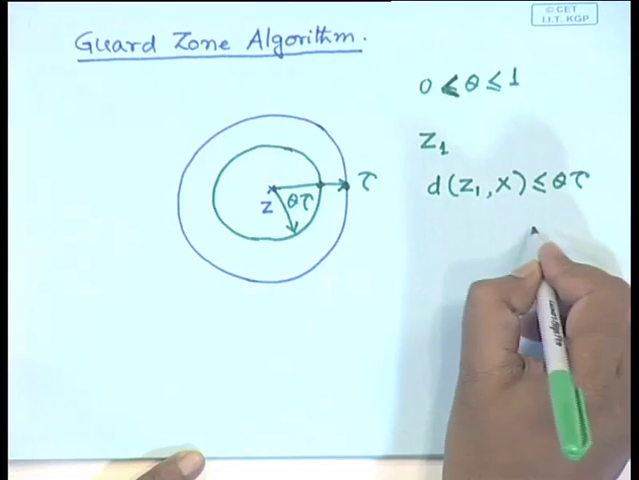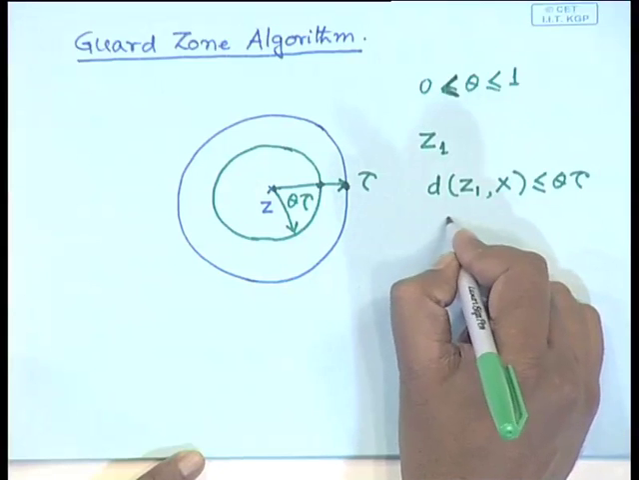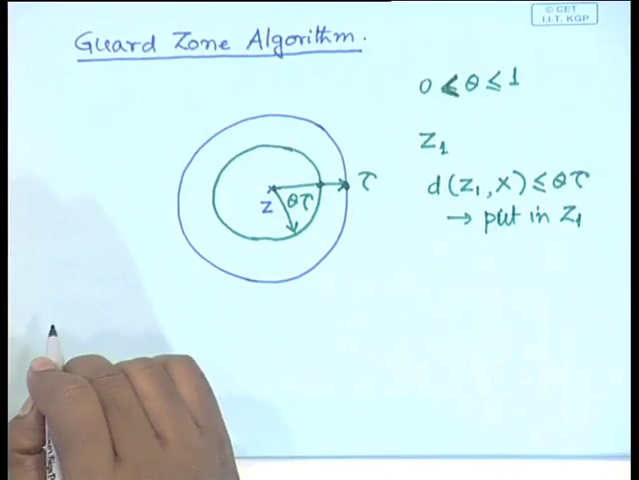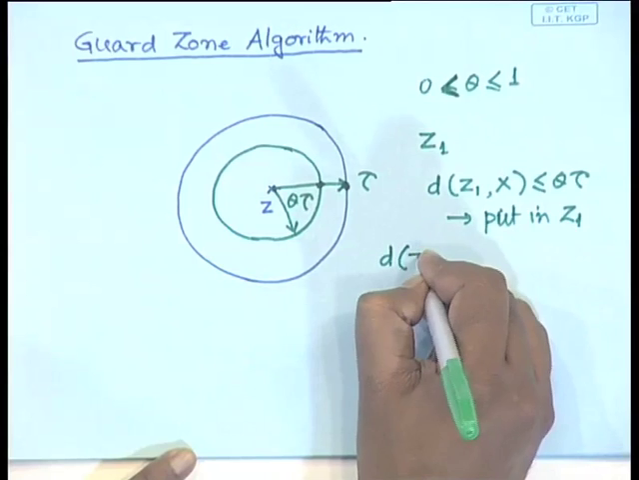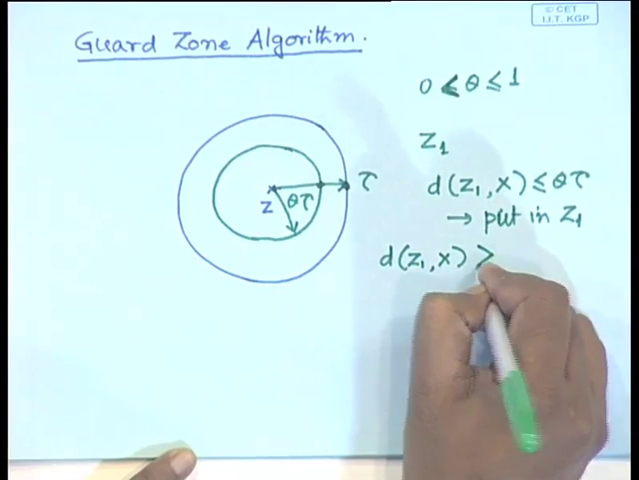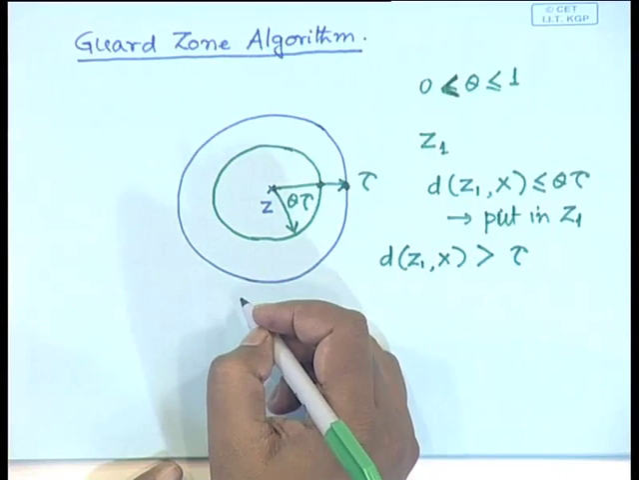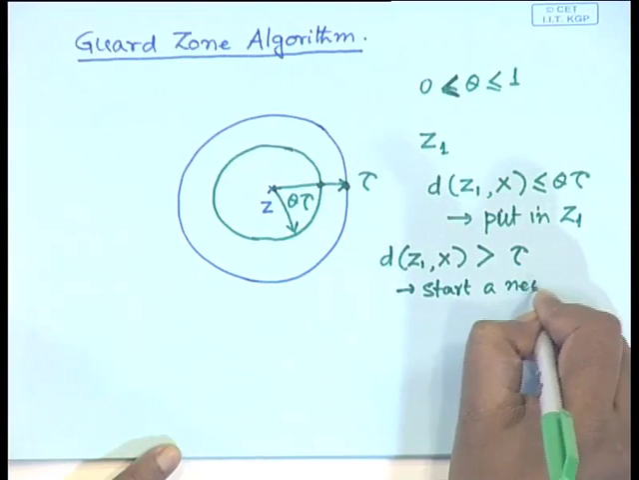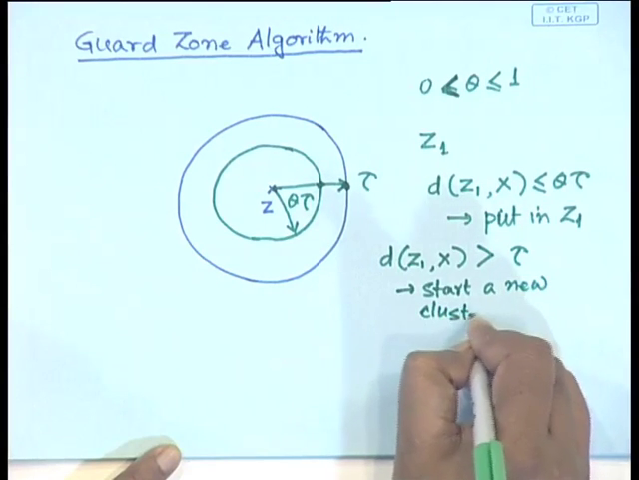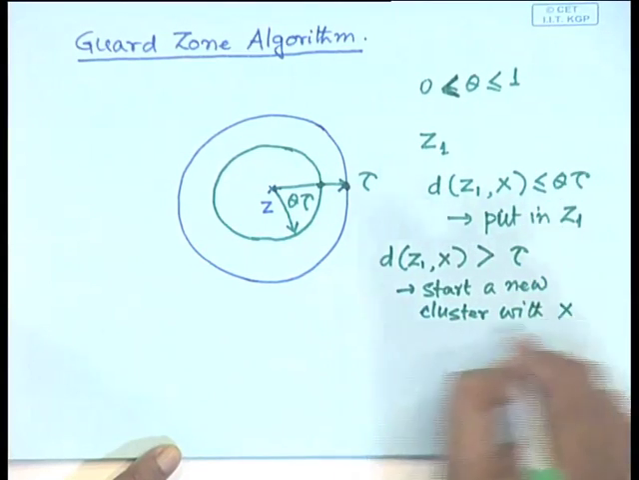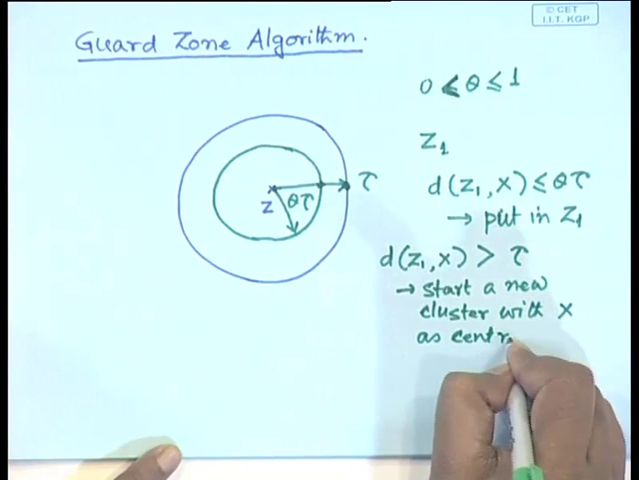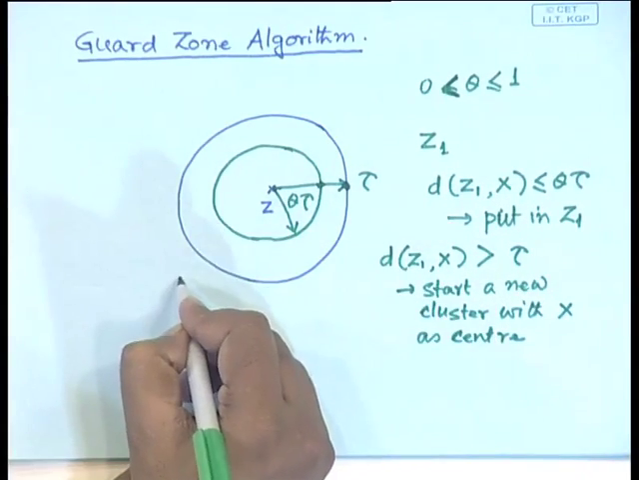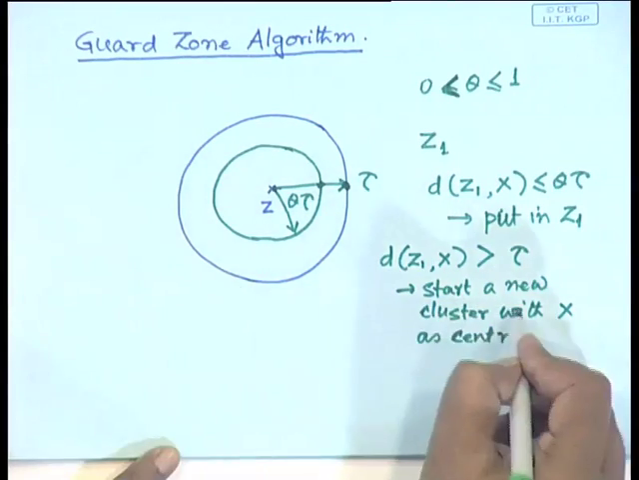Okay. If this distance is greater than tau, okay, then you can start a new cluster with x as center. So, that says that x is somewhere over here or somewhere over here, that is far away from Z. So, you start a new cluster with this x as the cluster center.